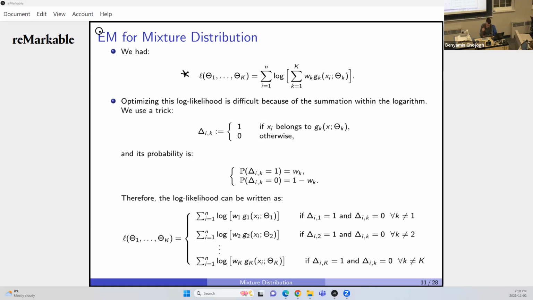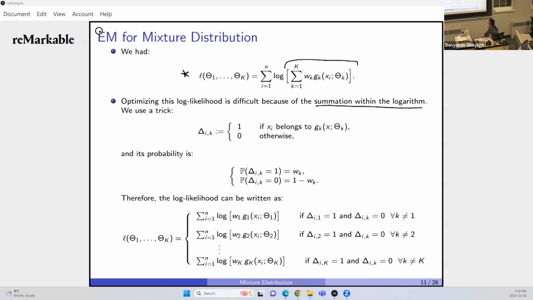Now, can we optimize this, by the way? Can we maximize this likelihood? No. As I have said here, I have a summation within the logarithm, which is a pain in the neck, and it's one of the hardest things to handle in mathematics. Logarithm of a times b is easy to handle. Logarithm of a plus b is a pain in the neck, right? So it's hard. Now let's use this trick.